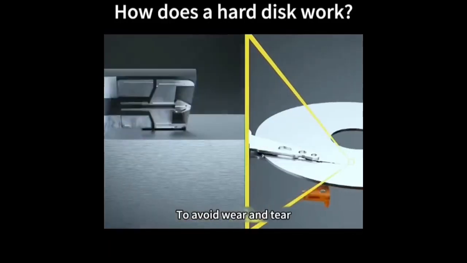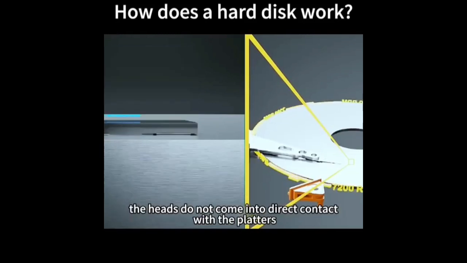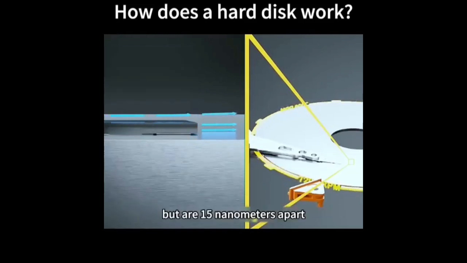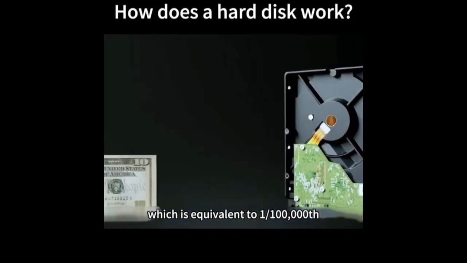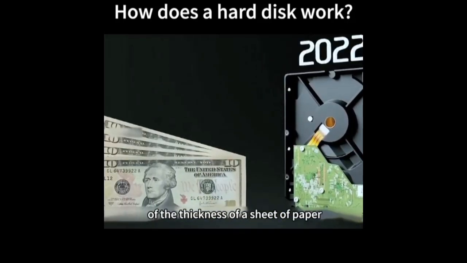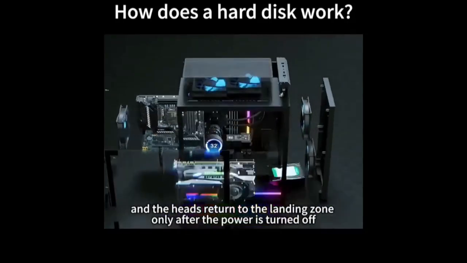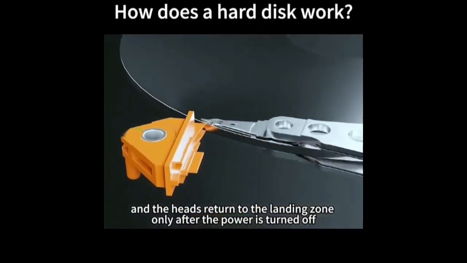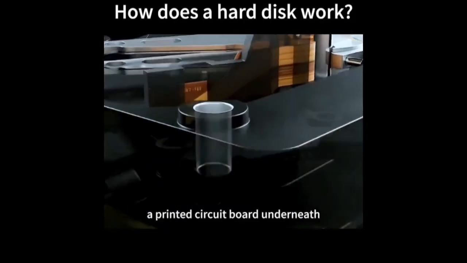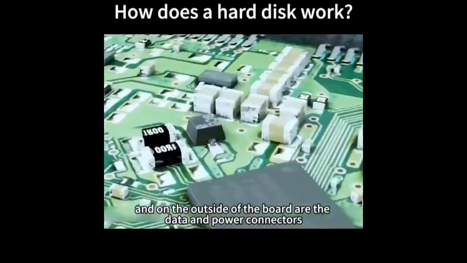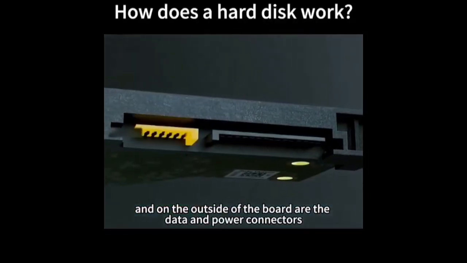To avoid wear and tear, the heads do not come into direct contact with the platters, but are 15 nanometers apart, which is equivalent to 1/100,000th of the thickness of a sheet of paper, and the heads return to the landing zone only after the power is turned off. The data read by the heads is connected via cable to a printed circuit board underneath, and on the outside of the board are the data and power connectors.